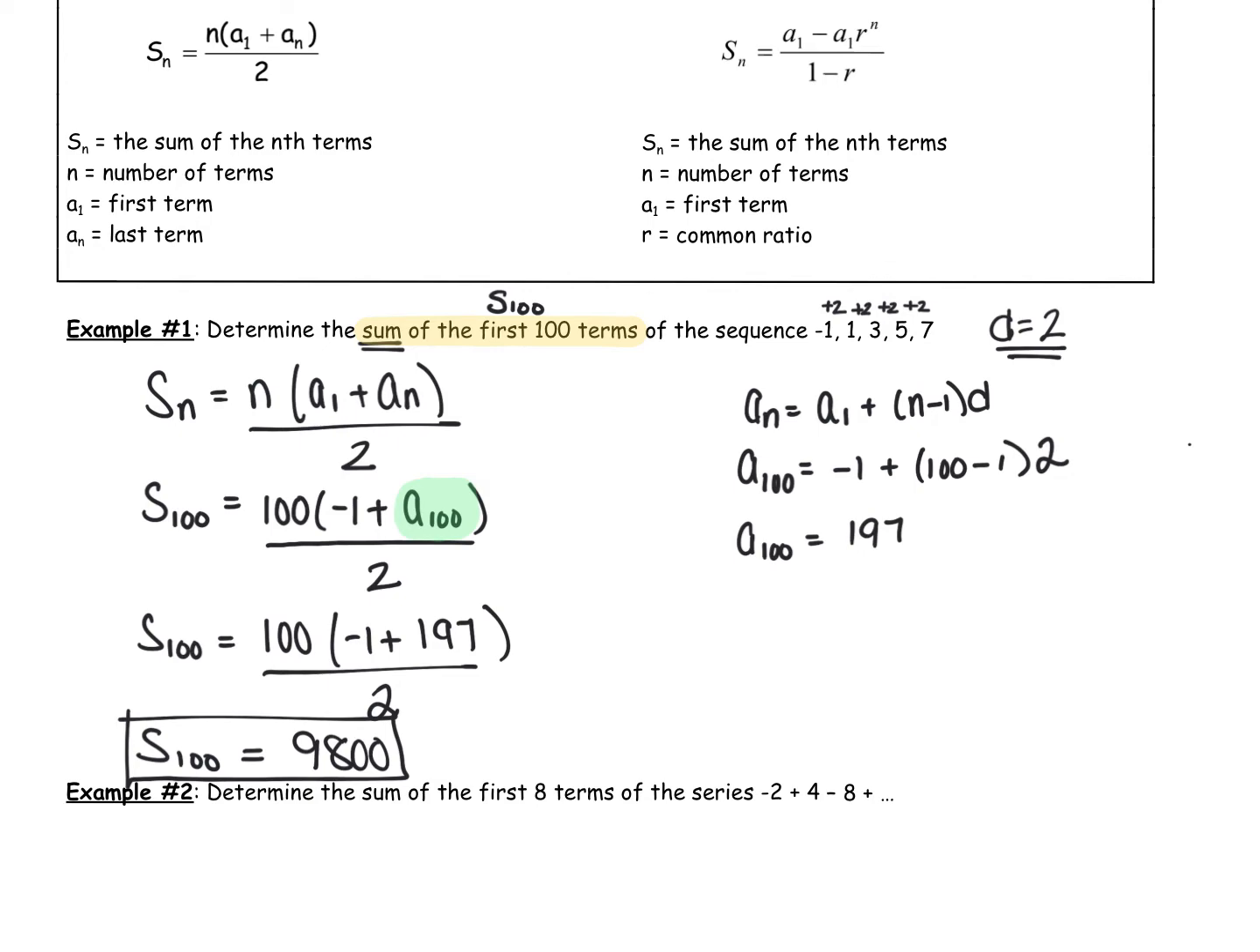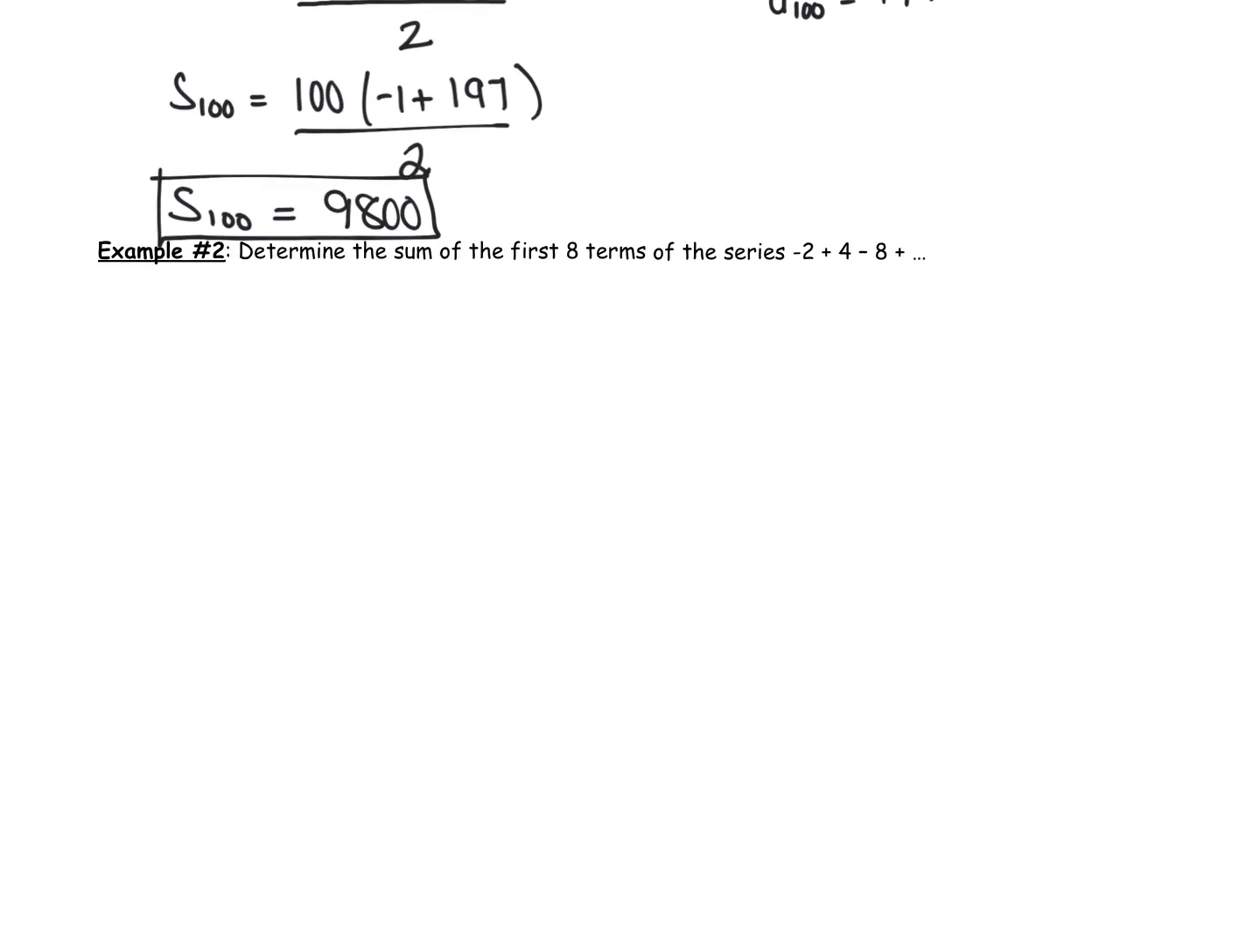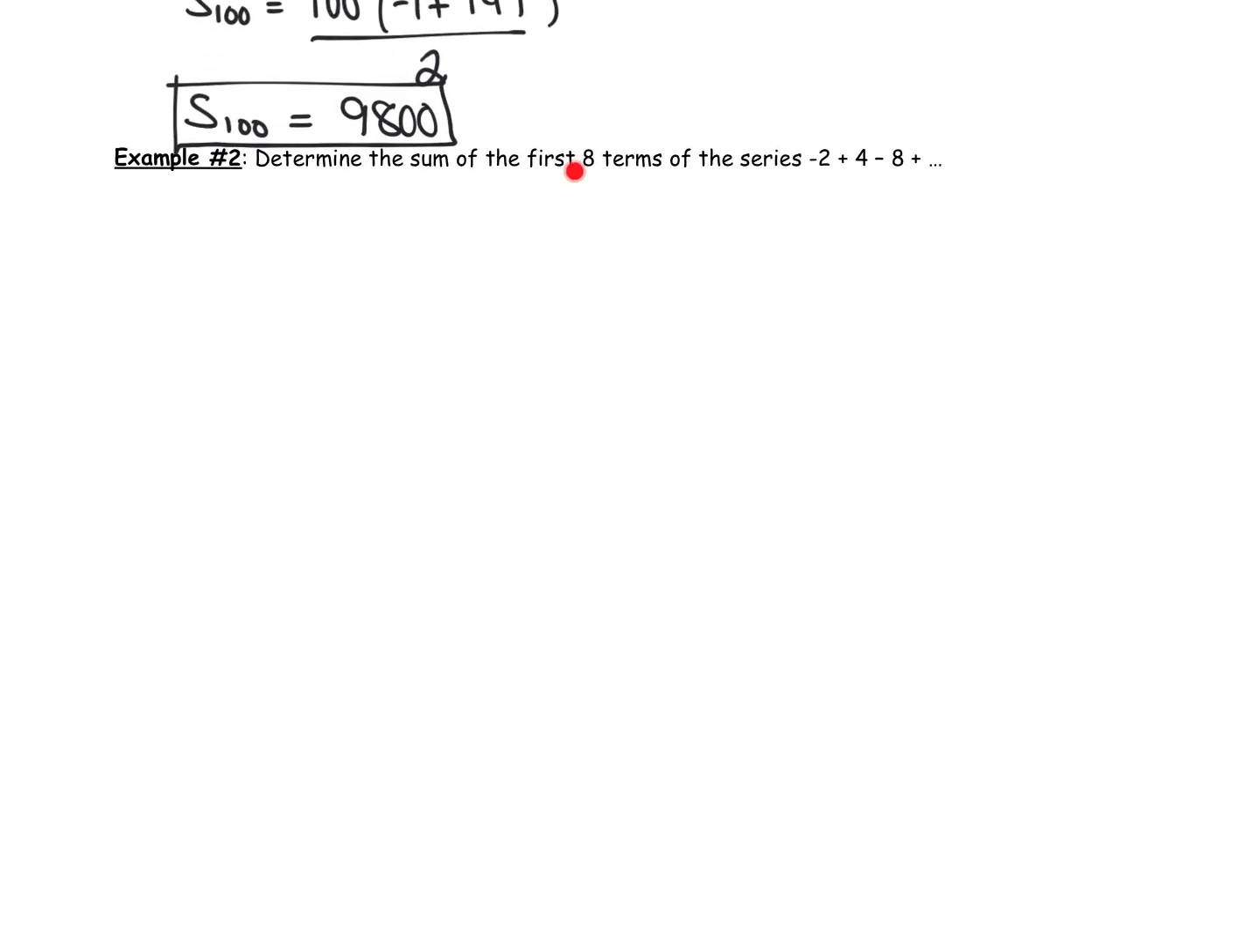Excellent. Okay, let's try example number 2. So same concept, determine the sum of the first now 8 terms of the sequence. So sum of the first 8 terms is going to be denoted by S sub 8. And now this is a series. All that a series is, it's just pluses or minuses in between rather than listing out a sequence of numbers.